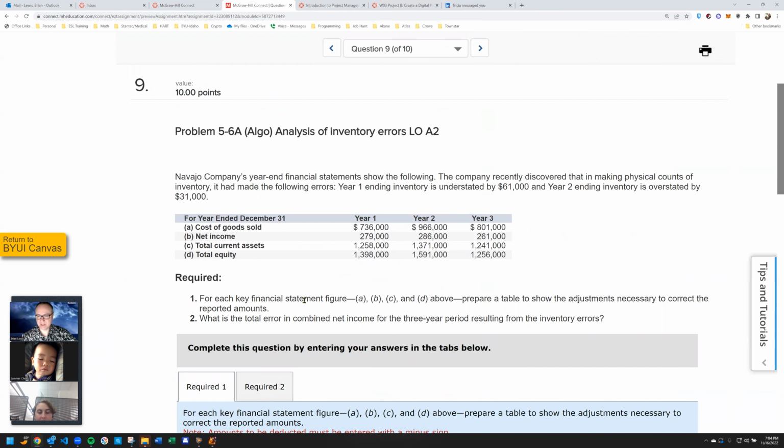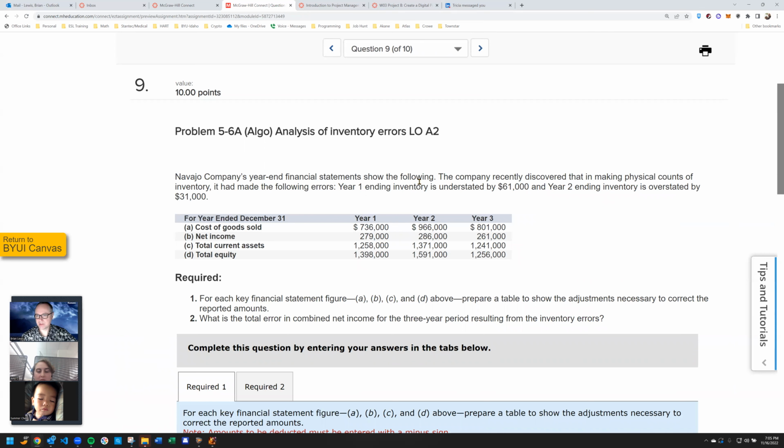Okay, it's asking you for key financial statement figures, prepare a table, show the adjustments necessary. What is the total error in combined net income? So my mistake was on year 3, because there was year 1, year 2, year 3. Year 1 and year 2, I was confused, but then I looked at the book and kind of figured it out. But year 3, I just couldn't figure it out.